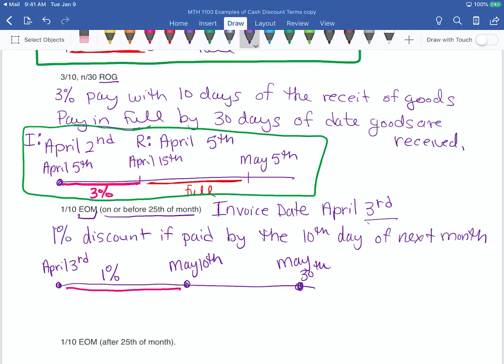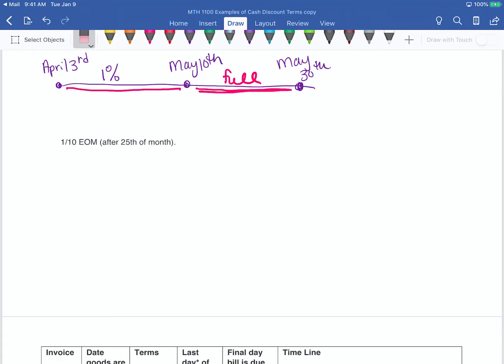As long as the date of the invoice is on or before the 25th, you go to the 10th day of the next month. That would be the end of the discount period. And then the end of the credit period would be the 30th of that month. So if I pay anywhere within this time frame, I would pay in full. So if we're using the end of month rules, but the invoice date is after the 25th of the month, so let's say April 27th. The 27th is after the 25th.